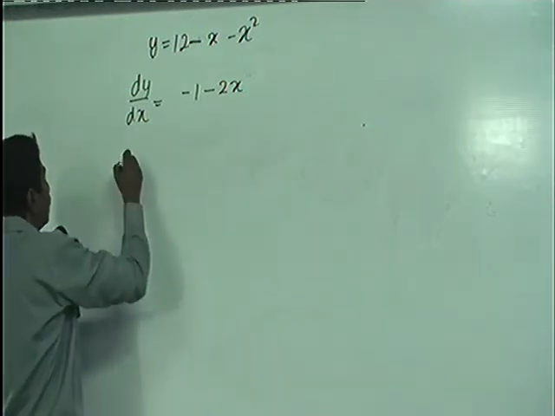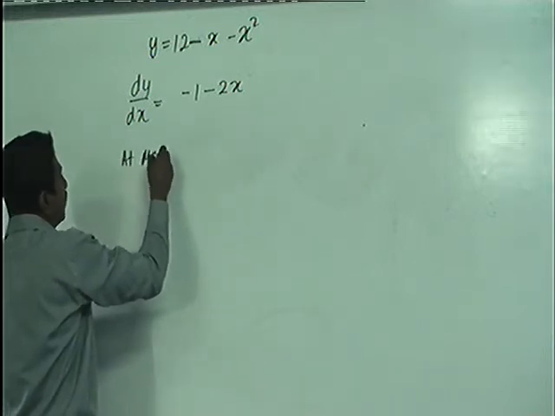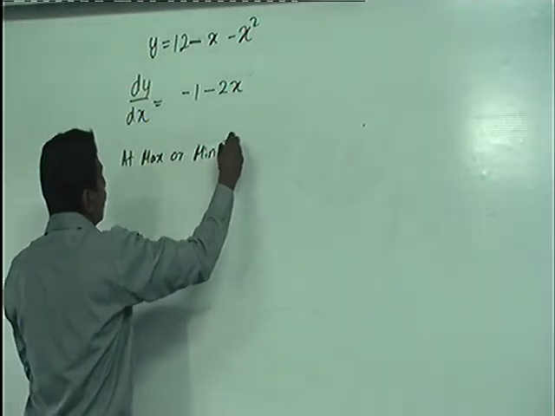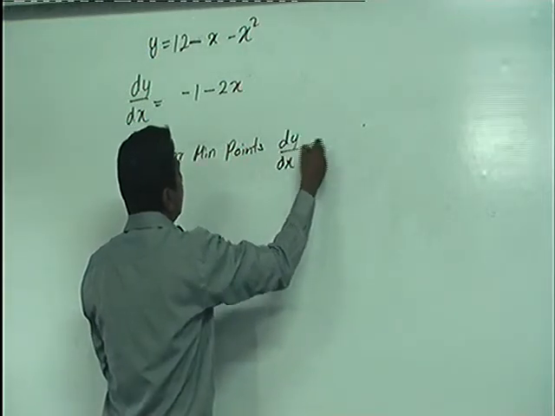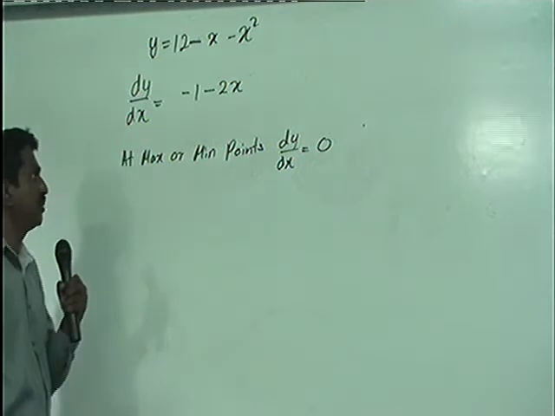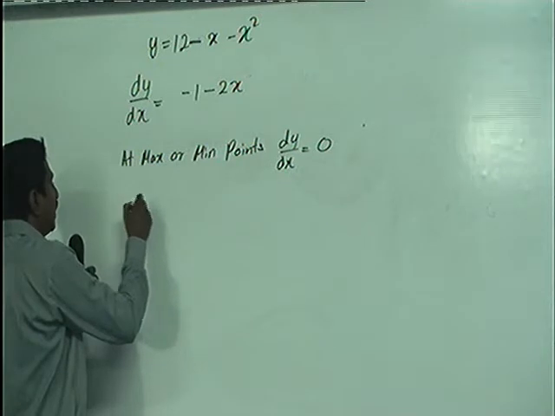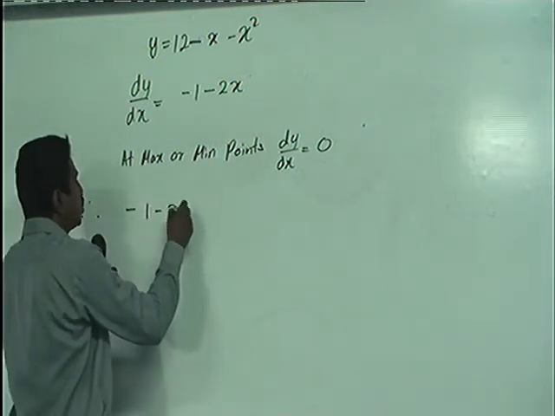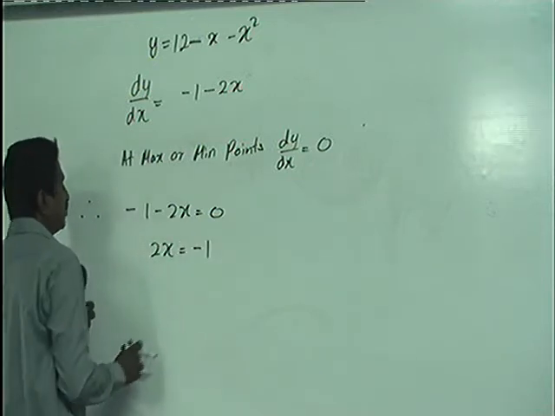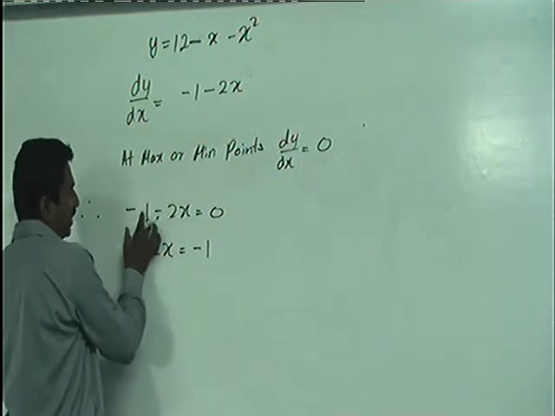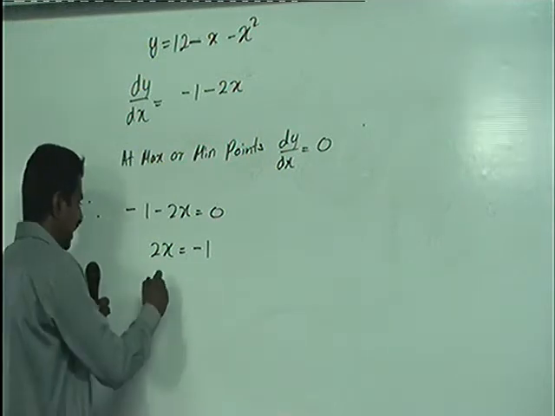First order condition: at maximum or minimum points, dy by dx equals 0. So make it 0, therefore minus 1 minus 2x equals 0. So 2x equals minus 1, and x equals minus half. Same answer as before, but maybe a different curve.